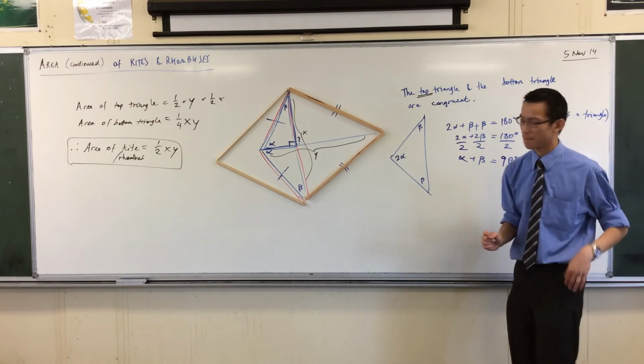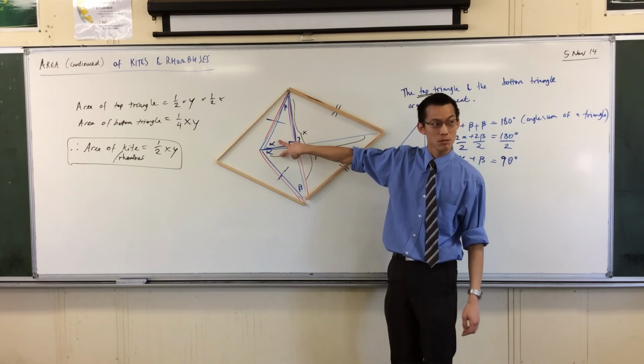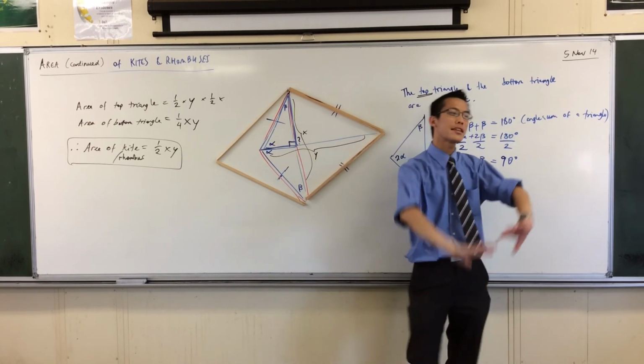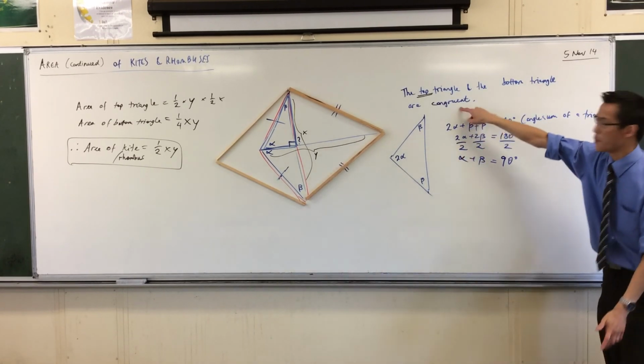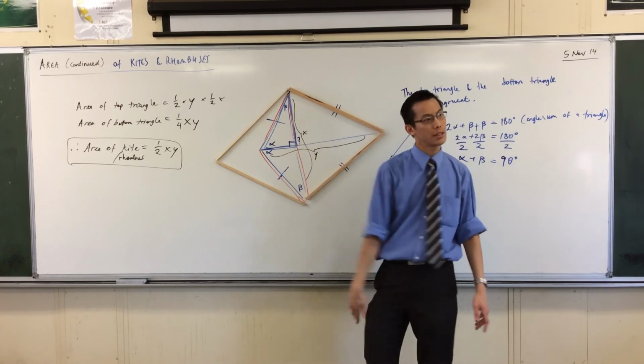How did you get, are they both just equal? These two angles, why are they equal? Because you've got the top triangle and the bottom triangle, and everything about them is equal. That's what we mean by congruent. So if everything about them is equal, then the angles are equal.